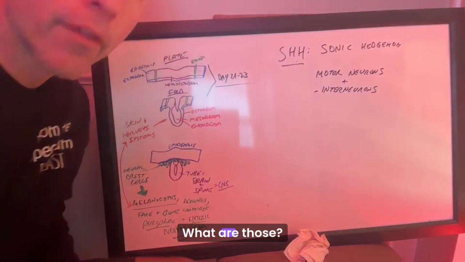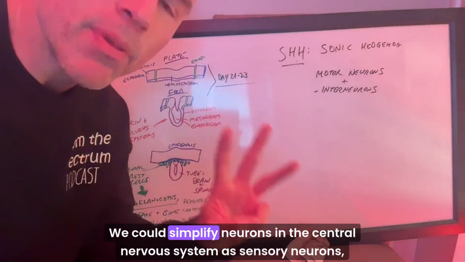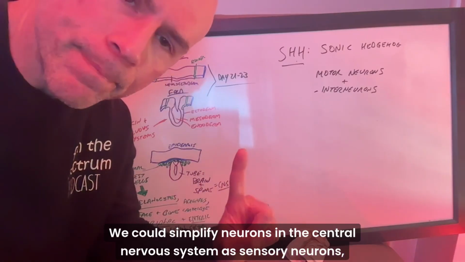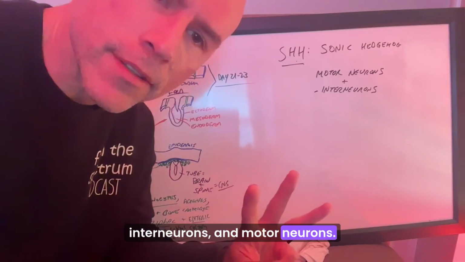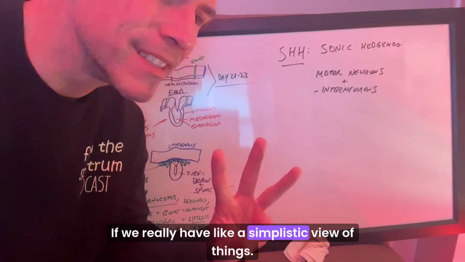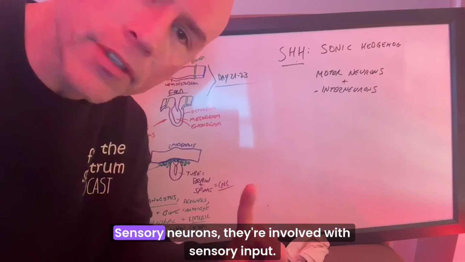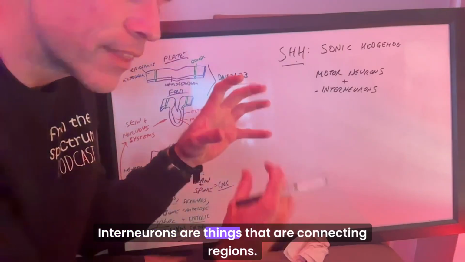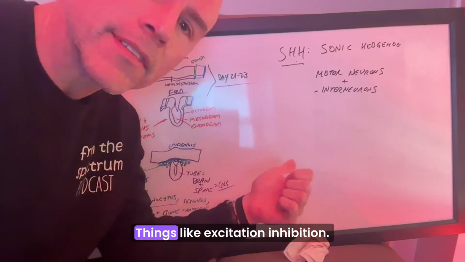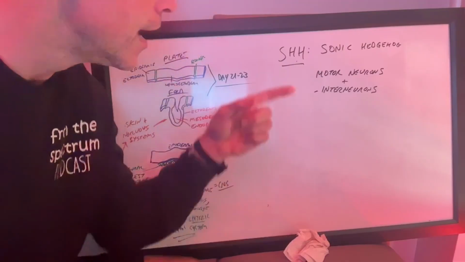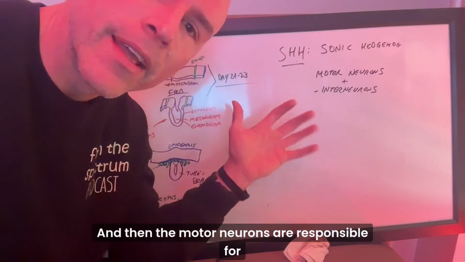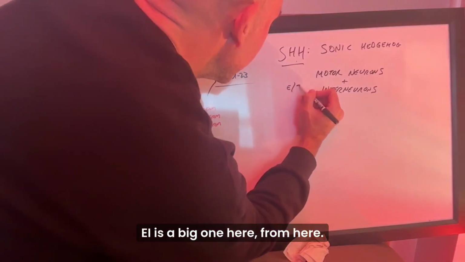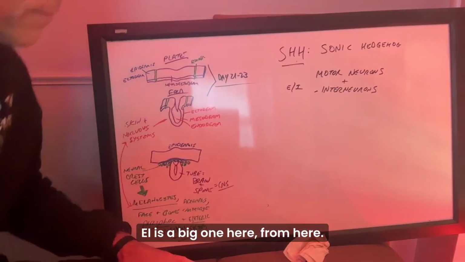What are those? We could simplify neurons in the central nervous system as sensory neurons, interneurons, and motor neurons. If we want to have a simplistic view of things, sensory neurons are involved with sensory input. Interneurons are things that are connecting regions, things like excitation, inhibition. And then the motor neurons are responsible for things I'm doing right now, just moving. I'm constantly moving. EI is a big one here.